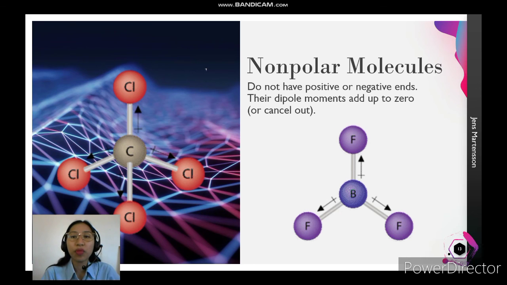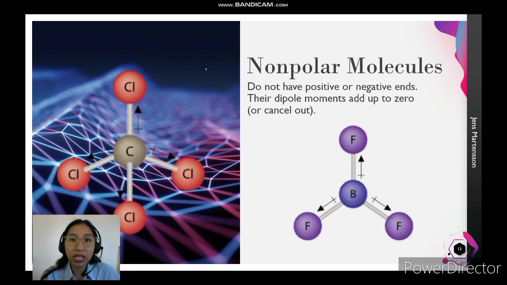Whereas nonpolar molecules do not have a positive or negative end. Their dipole moments add up to 0 or cancel out. As you can see here, we have BF3, with boron and 3 fluorine atoms. In the arrows, you can see that the electrons are evenly distributed to all your terminal atoms. That is why this molecule has no charge, and you call this a nonpolar molecule.